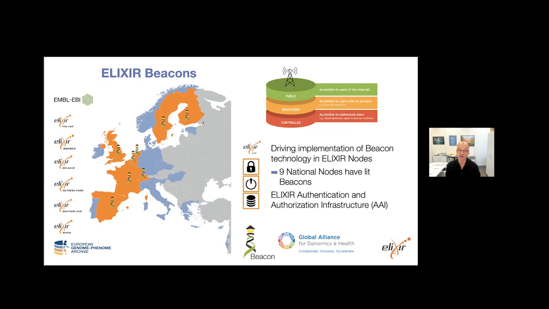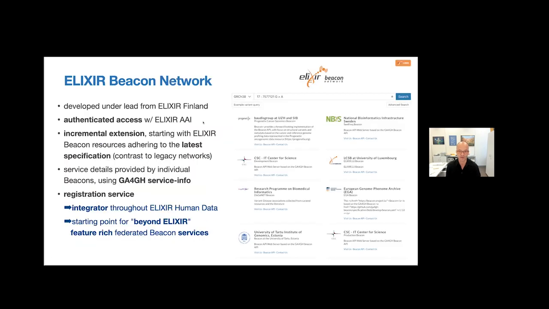The ELIXIR network also goes beyond, with support for authentication systems, allowing secure environments and a layered access, saying you have different levels of access. You can provide public access, registered access, or controlled access. This is a screenshot of the ELIXIR Beacon network entry with some of its nodes.